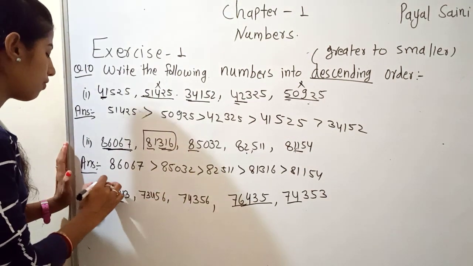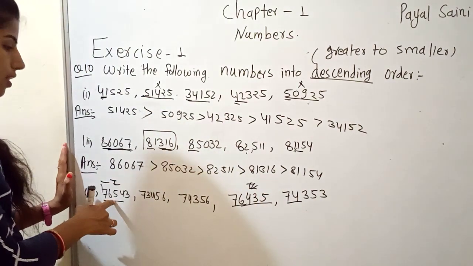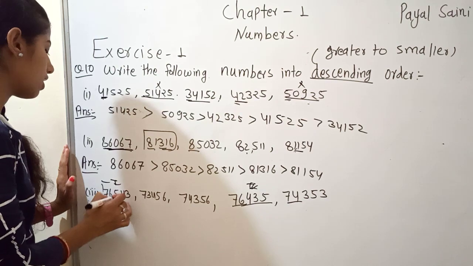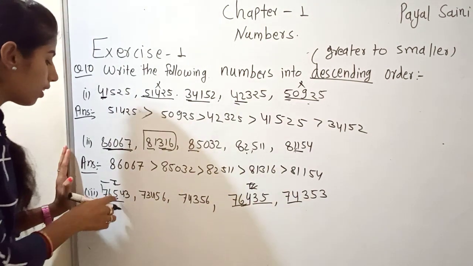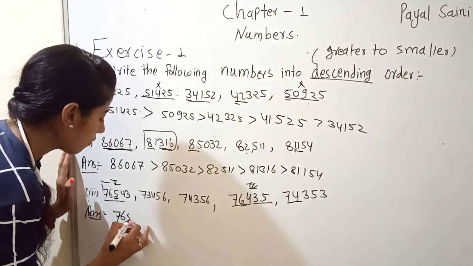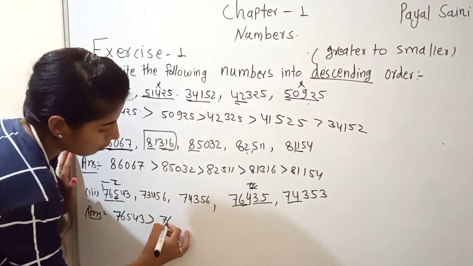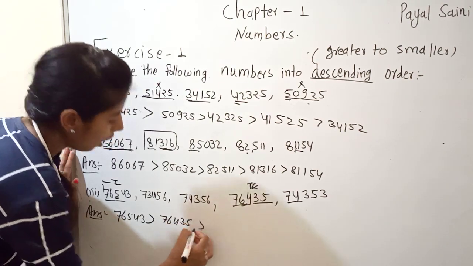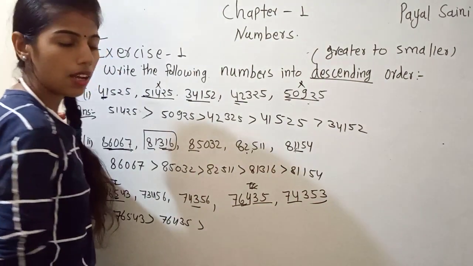Now we compare the first number and the fourth number. Here is 76. Here is also 76. When we see the third place, here is 5 and here is 4. Then we know that 5 is greater than 4. Then first we write our first number. After that 76,435. After that we see here is also 74 and here is also 74.